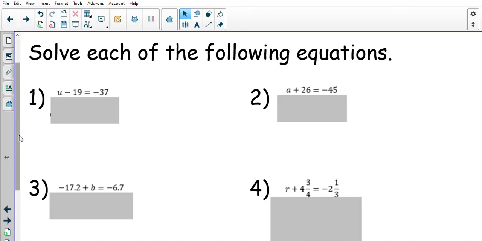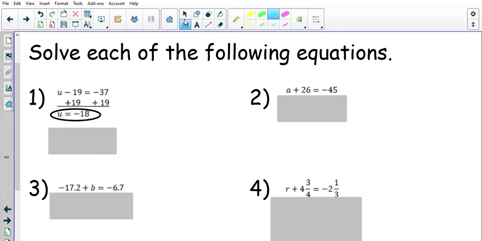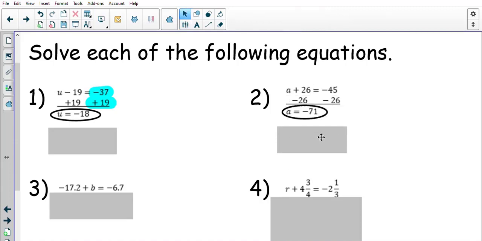Okay, hopefully you've worked through these 4. So number 1, what's happening to the variable is subtract by 19. So one possible inverse is to add 19. Remember, there's 2 possible inverses, but we can add 19 to both sides. Negative 37 plus 19 is going to get us negative 18 for our solution. Number 2, what's happening to the variable is plus 26. The inverse is to subtract 26. So in your calculators, you'll do negative 45 minus 26 to get A equals negative 71.